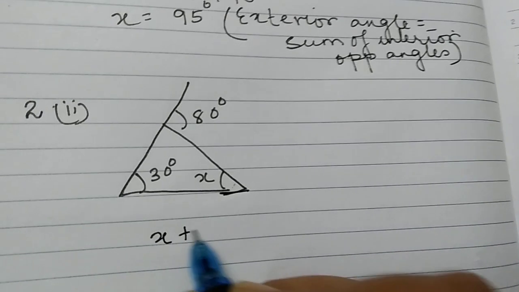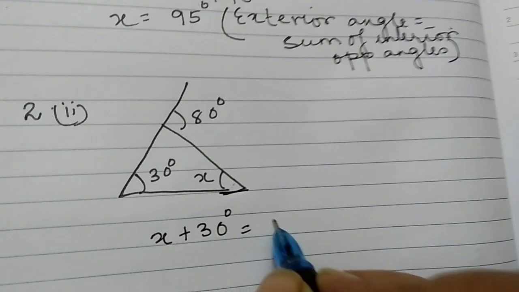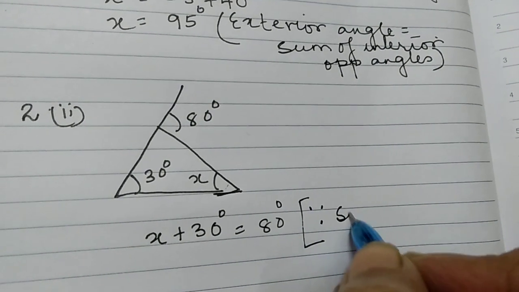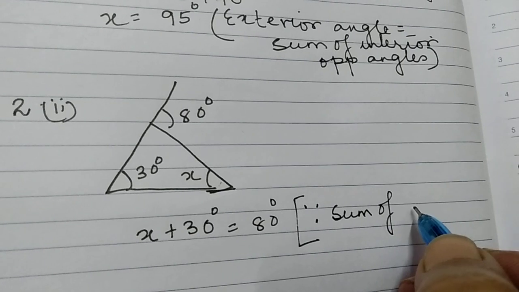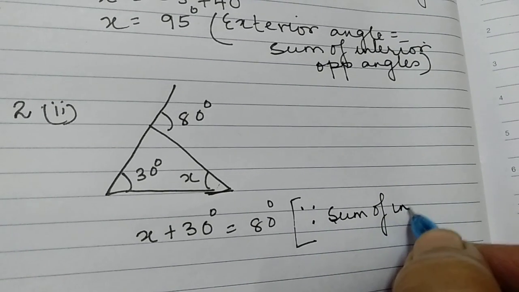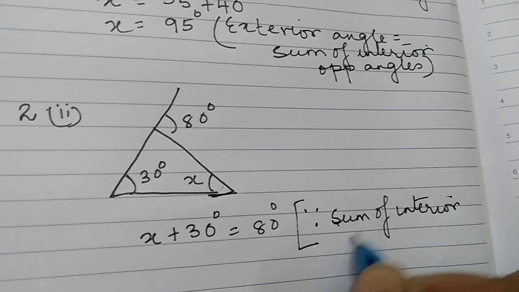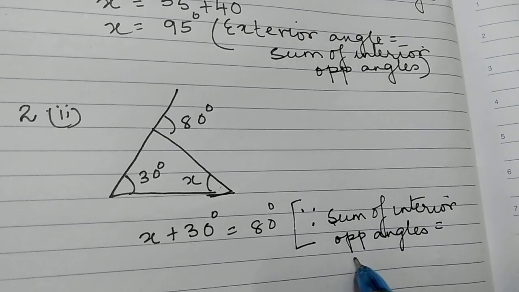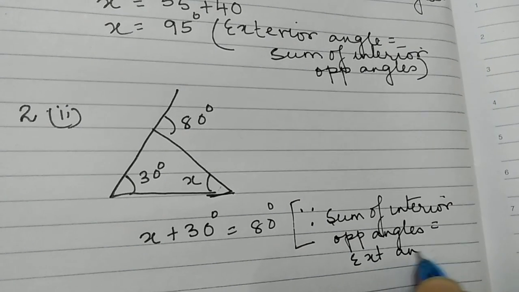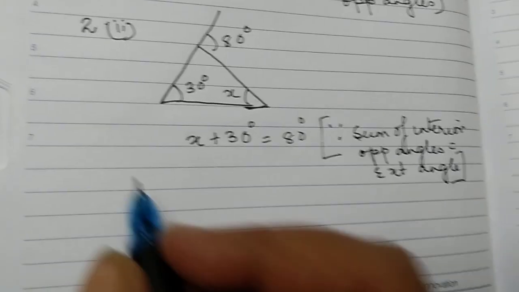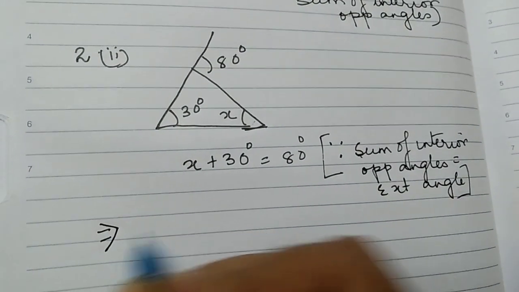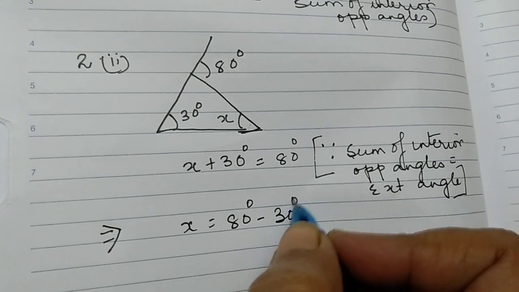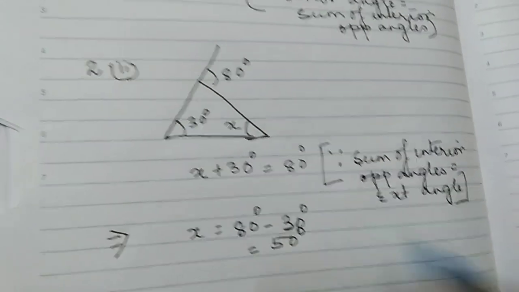So I can write X plus 30 degree is equal to 80 degree. Why? The reason must be there that since sum of interior opposite angles is equal to exterior angle. So I can write X is equal to 80 degree minus 30 degree, that is 50 degree.